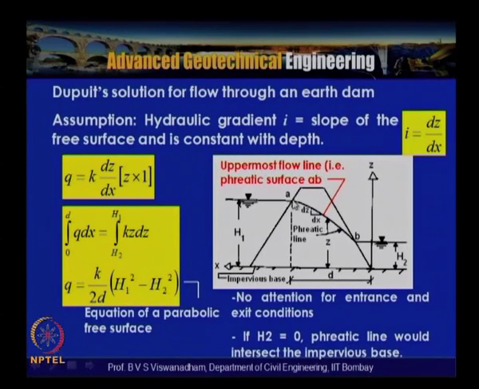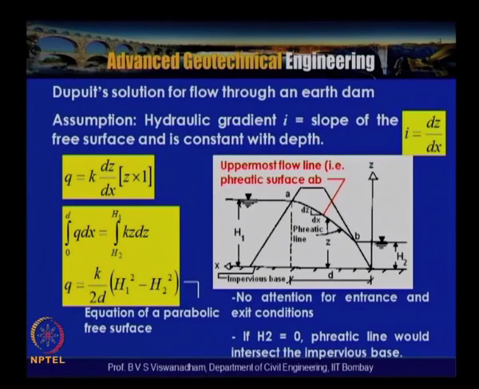Now by integrating x from x equal to 0 here to the point D, that is the point where the phreatic surface meets the upstream water level, and this distance is D, and Z is integrated between H2 and H1, because H1 minus H2 is nothing but the differential water level. So integral 0 to D of Q dx is equal to integral H2 to H1 of Kz dz. By simplifying that, we get Q is equal to K by 2D into H1 square minus H2 square.